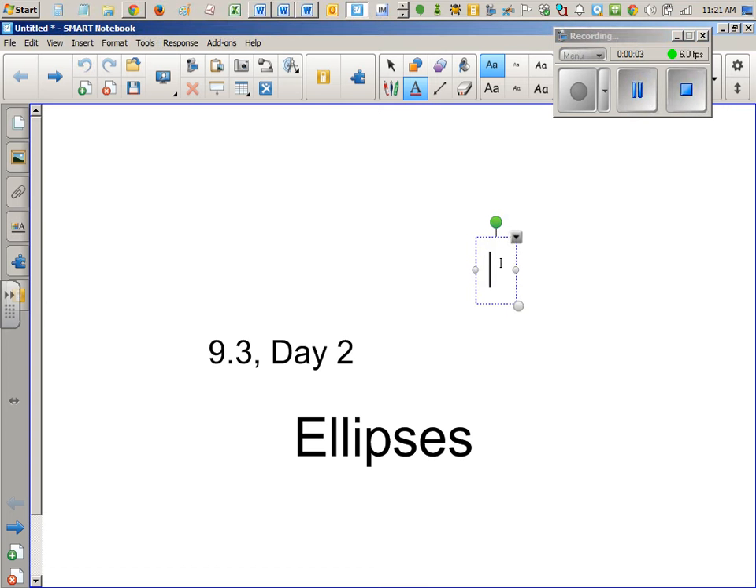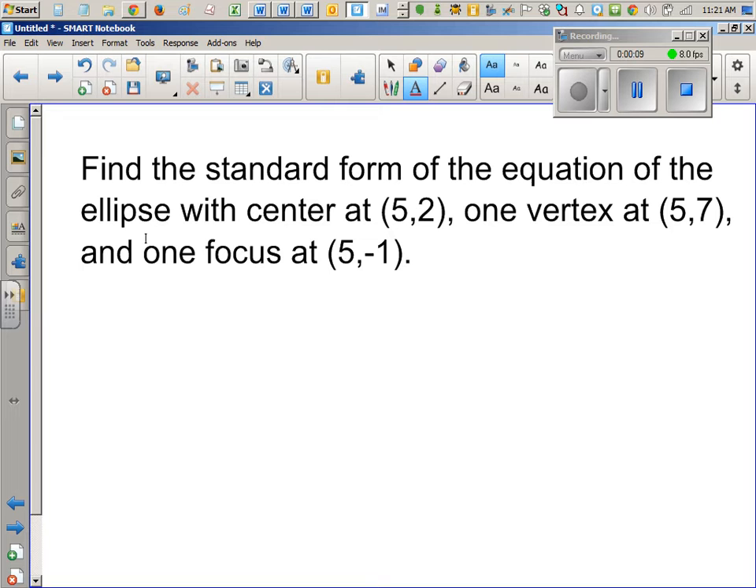Okay, so 9-3, day 2, we're just going to do a lot of examples. In fact, you're going to do the examples, and I'll just keep checking in on you, see if you're doing it right. But this is the one I gave you for homework. I really gave you the center and the vertex, so you can find the other vertex. And there's something else you can figure out from knowing a center and vertex. A, that's right, little a.